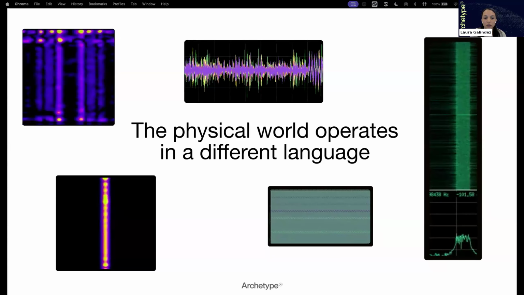So what we want is a foundation model that learns directly from physical signals and generalizes across systems and different sensors. So essentially what we're looking for is a model that can understand the physical world the same way LLMs can understand text and language.